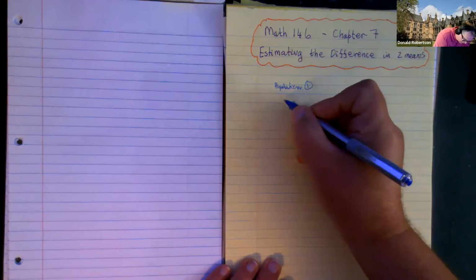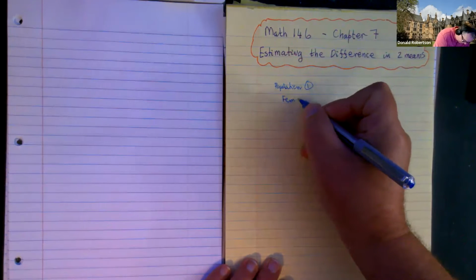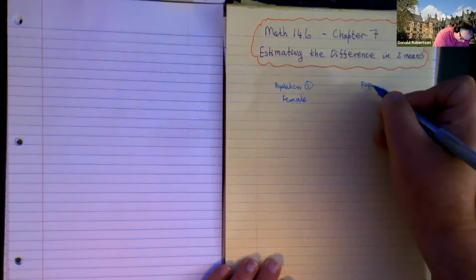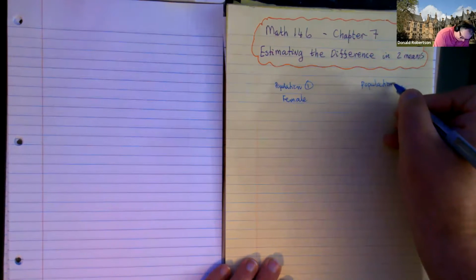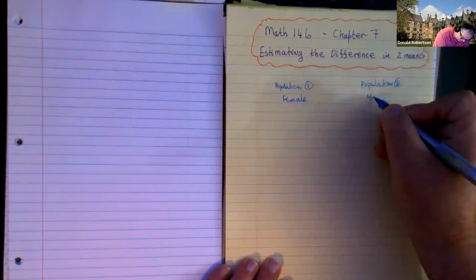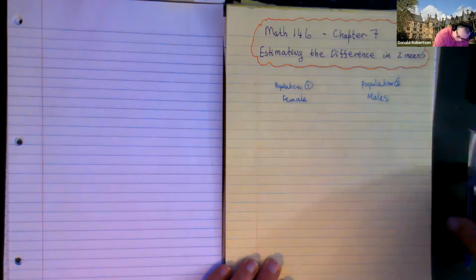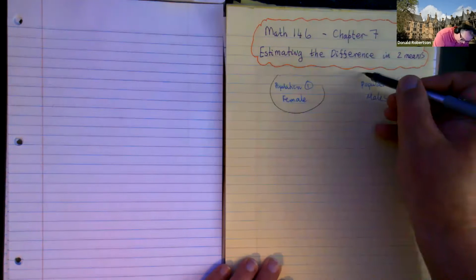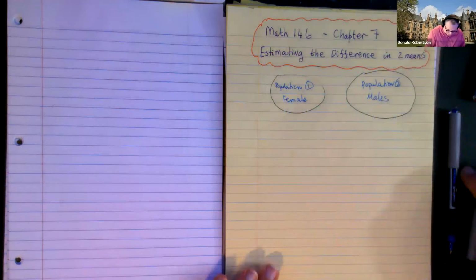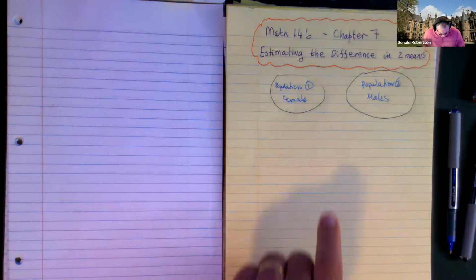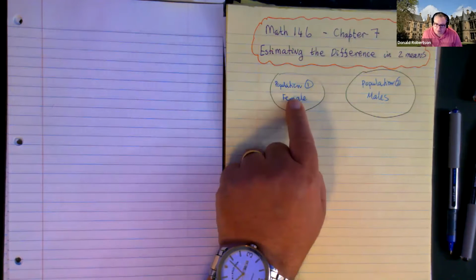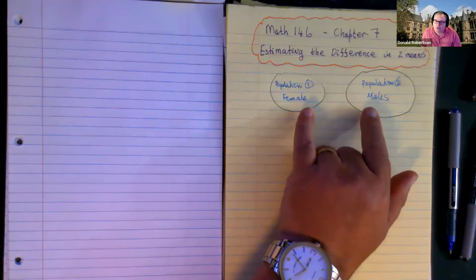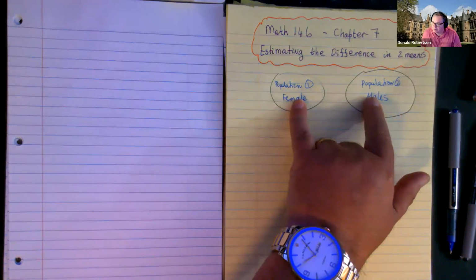Right? Population one, let's say it's females. And let's say we have another one, population two. And let's say it's males. And we would be interested in the difference between the two population means. So I don't really want to know what the mean of this one is or the mean of that one. What I really am interested in is what's the difference between them, right?